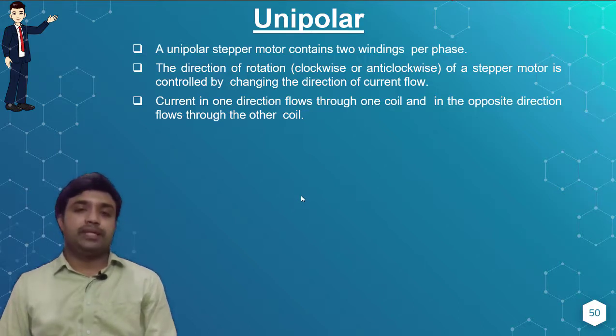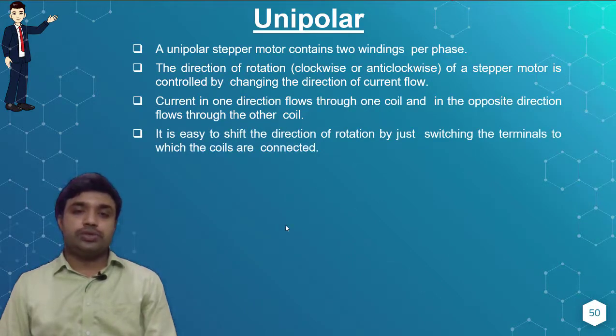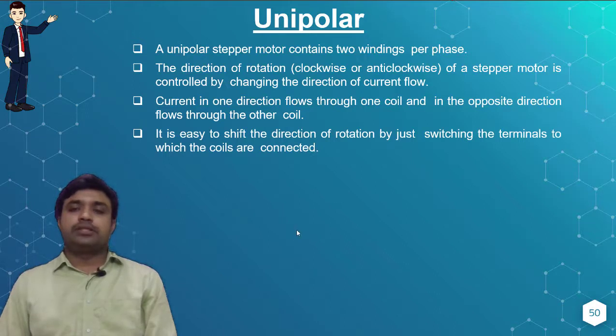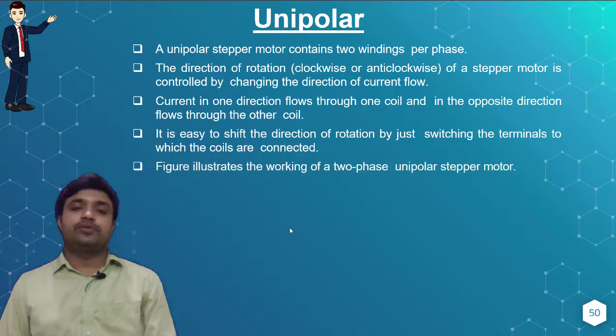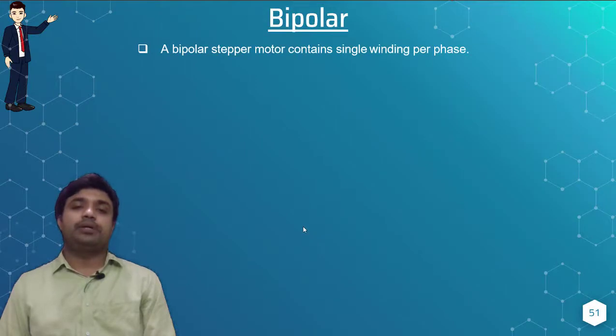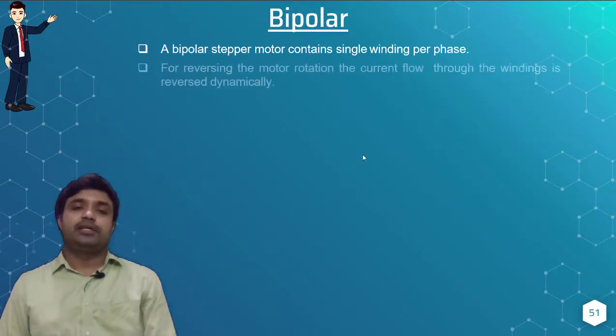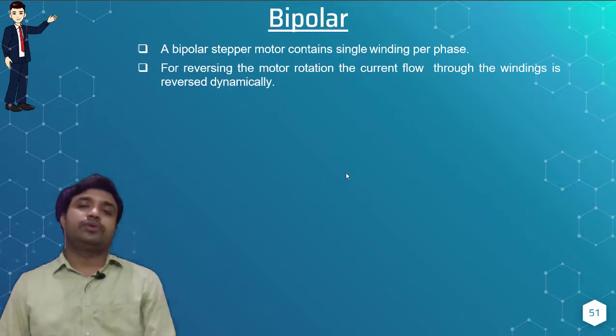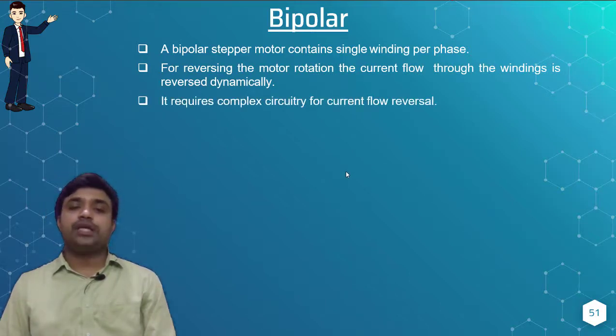Okay. So we're going to split up the unipolar stepper motor coil section into two sections. It is easy to shift the direction of rotation by just switching the terminals to which the coils are connected. Okay, so let's see the diagrammatic representation. Here you can see the whole coil is split up into two parts, and in this we're going to realize the operation of a unipolar stepper motor. Next is bipolar. A bipolar stepper motor contains a single winding per phase. For reversing the motor rotation, the current flow through the windings is reversed dynamically. It requires complex circuitry for current flow reversal.